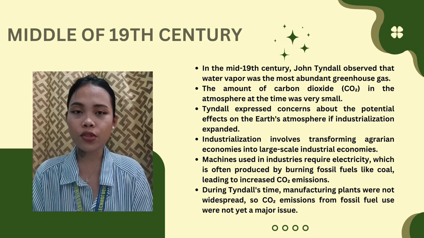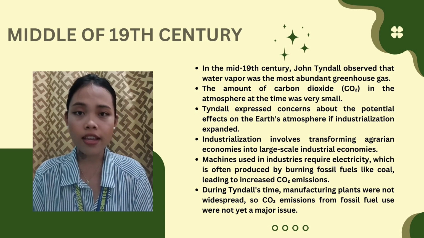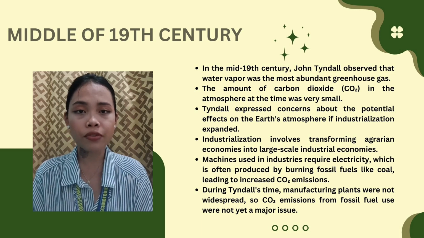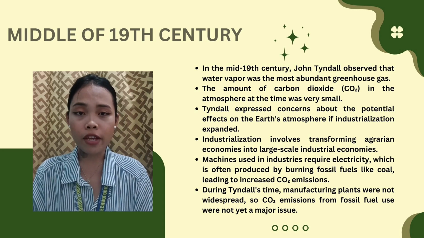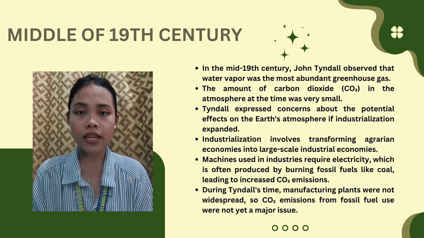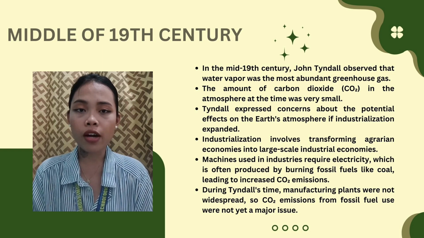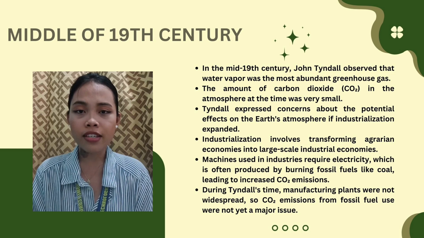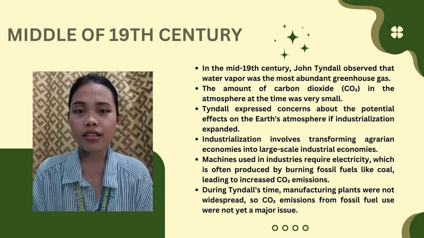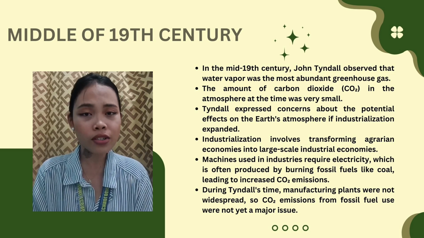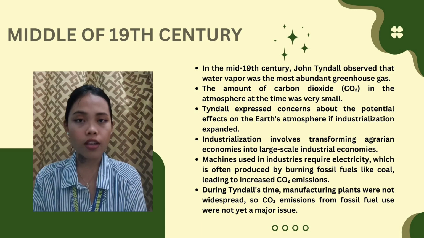In the middle of the 19th century, John Tyndall made important observations about the greenhouse gases. He identified that the most prevalent greenhouse gas in the atmosphere at that time was water vapor. Water vapor plays a significant role in trapping heat in the Earth's atmosphere. Meanwhile, Tyndall noted that the amount of carbon dioxide was very small, and it was not yet considered a major concern. However, Tyndall was concerned about what could happen to the Earth's atmosphere if industrialization expanded.